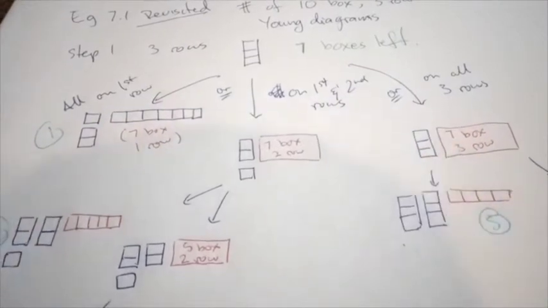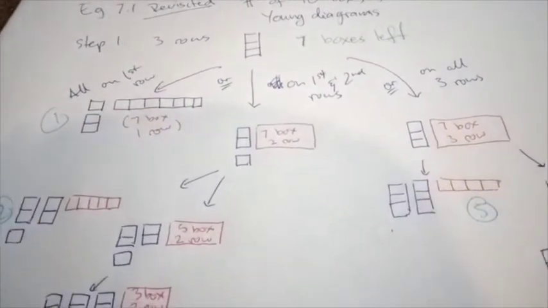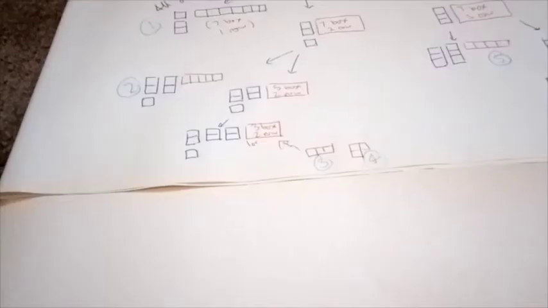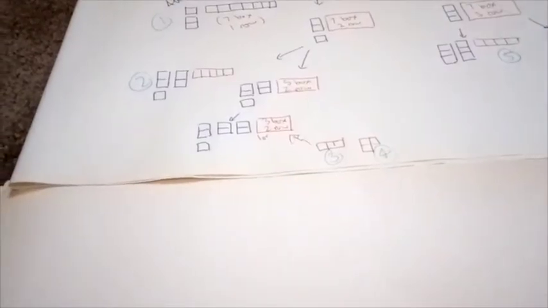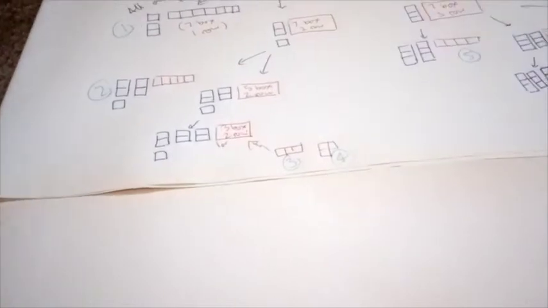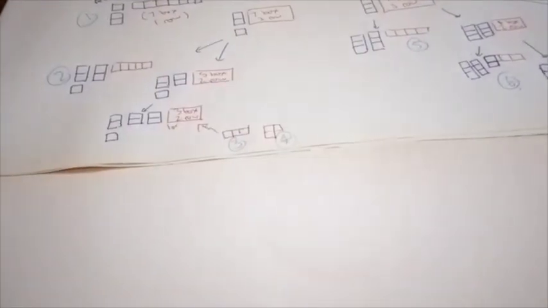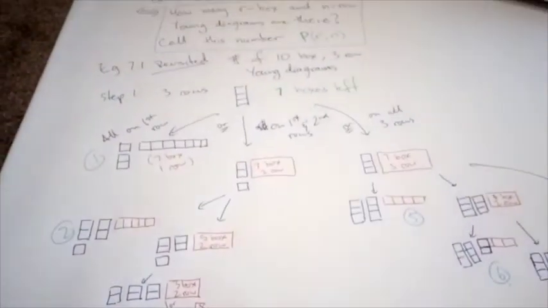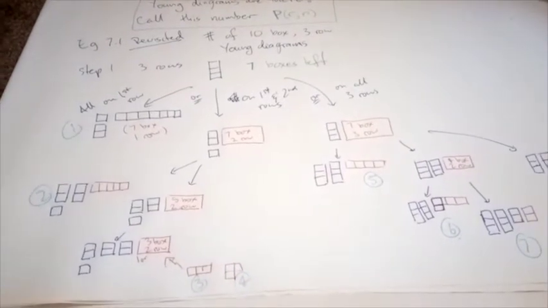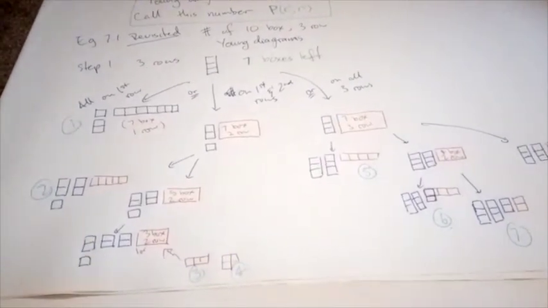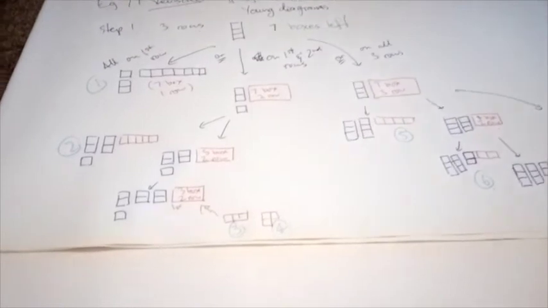Okay, so let me just pause and get a new page. Okay, so we've seen this way of getting all the Young diagrams, building them up in a systematic way. So we want to prove the recurrence relation. So what is the recurrence relation? The recurrence relation is as follows.